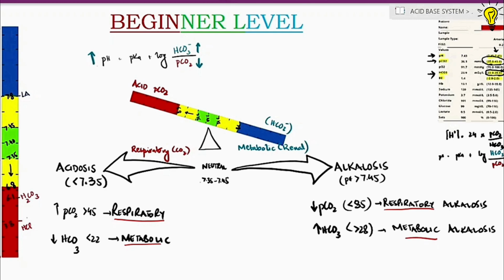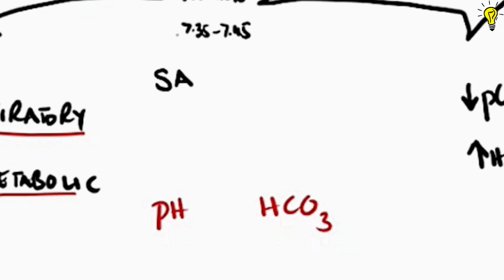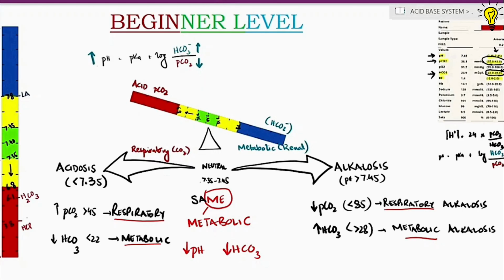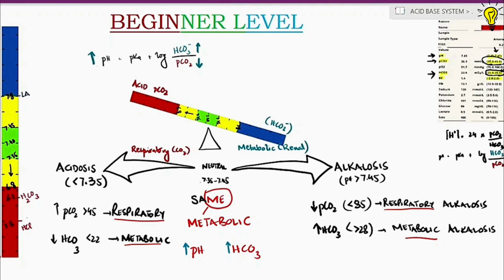For metabolic disorder detection, pH and bicarb go in the same direction. So the ME at the end of same is for the ME of metabolic. Bicarb down, pH down. Bicarb up, pH up. So same direction. Remember these two mnemonics. We will practically apply them on different ABGs in episode 3.